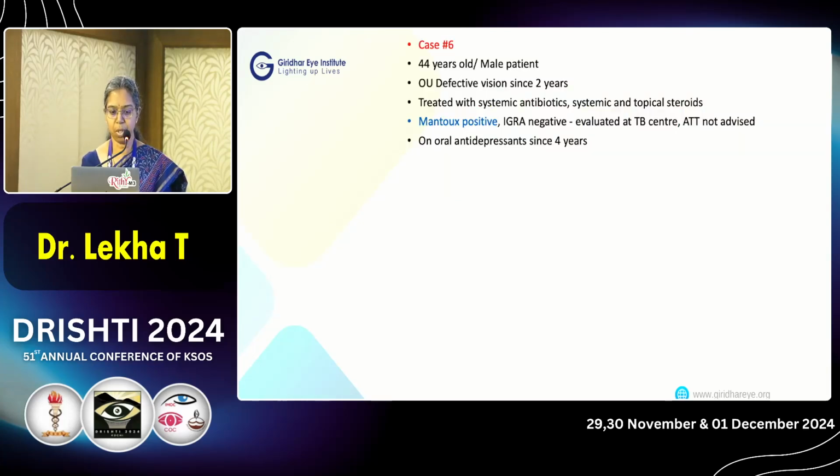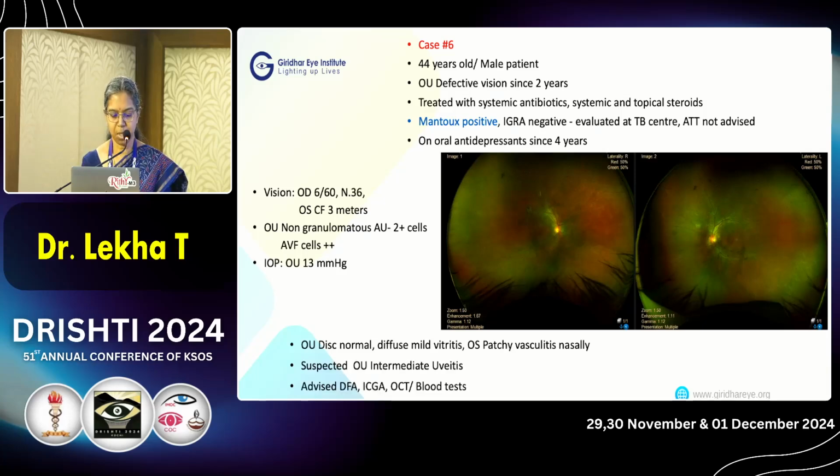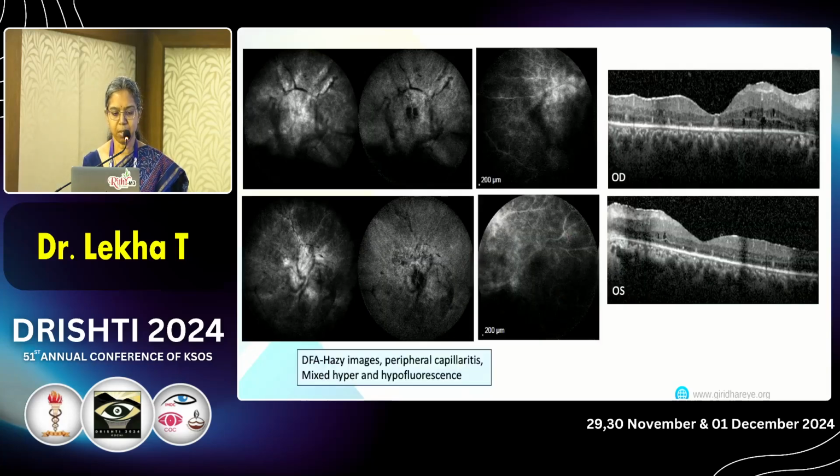This is a 44-year-old male who's been having defective vision for 2 years, undergone multiple treatment, TB ruled out. Vision was quite affected with 6/60 in one eye and counting fingers in the other eye. He had non-granulomatous anterior uveitis and also vitritis, and other fundus changes could not be made out very well because of the hazy view. So intermediate uveitis was considered, and we proceeded with the workup. DFA again was a little difficult to interpret because the images were not clear. Some kind of mixed hyper pattern was there, and a little bit of diffuse capillaritis.